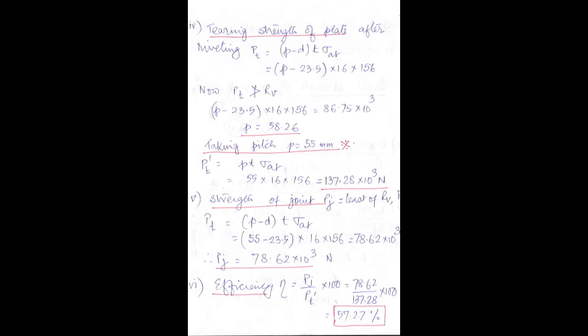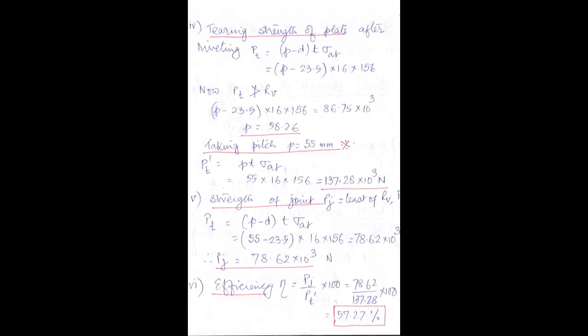So now let us find it out. PT dash. PT dash is what? PT dash is P into T into sigma AT. So put the value of P as 55. So in this way, PT dash is 137.28 into 10 cube Newton. Strength of the joint PJ is the least value of RV and PT. Now PT, we have initially in step number 4 found the value of P, and from there we got some value and then we approximated.